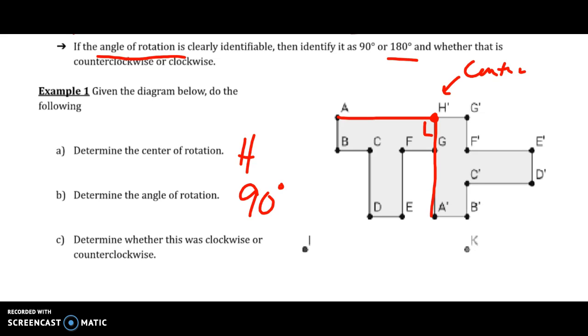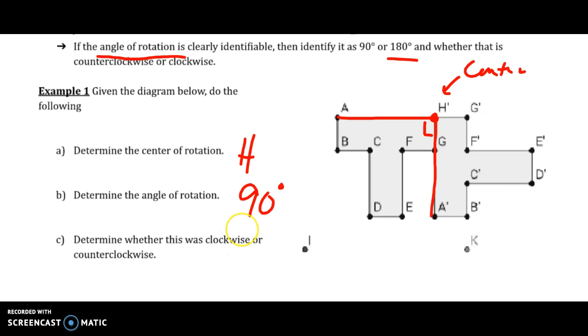You don't have a protractor on the Regents exam, so you won't be able to measure an angle of 52.5 degrees or 58 degrees or 100 degrees, right? We're not going to be able to see those. We could only estimate, and that's not exact. So unless it's 90 or 180, we would just say a rotation occurred about point h.